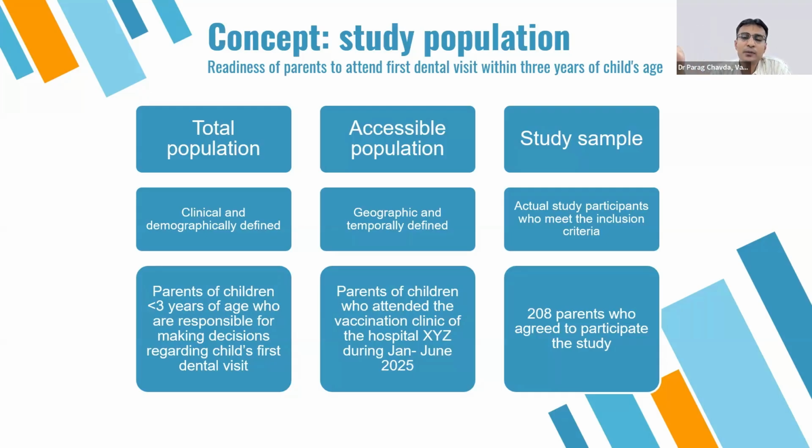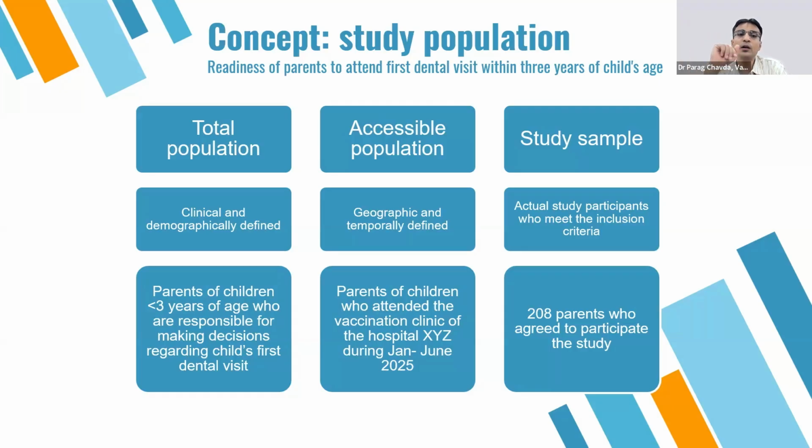Some of the study participants might not agree to participate, and hence you will not be able to include them in your study sample. Your accessible population is parents of children who attended the vaccination clinic of a particular hospital during a particular time period, right? But your study findings would be applicable to more people as well, right? So parents of children under 3 who are responsible for making decisions regarding the child's first dental visit.